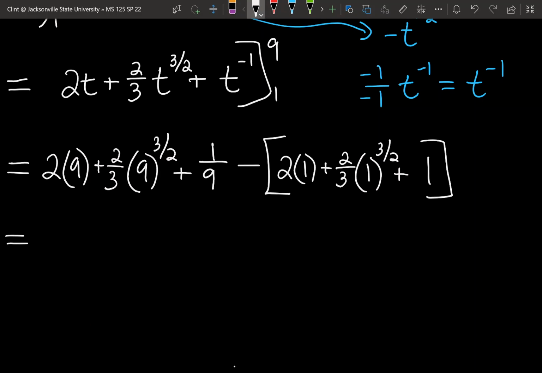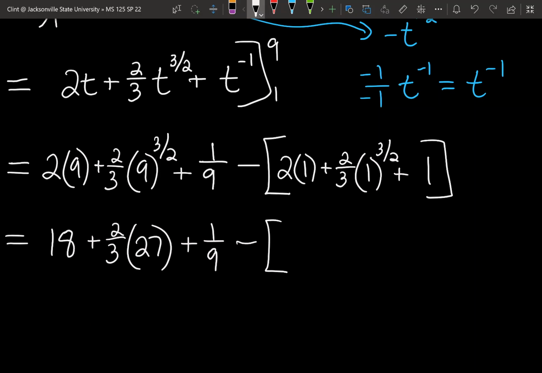Personally, I like trying to get the stuff out of the way I can do without a calculator, just so it's not so messy to type in. So 9 to the 3/2, that is square root of 9 cubed, so 3 cubed, so that's 2/3 times 27. This one's easy. We've got 2, and then 1 to the 3/2, so just 1. Okay. And then if it's me, that's probably when I would go to calculator.